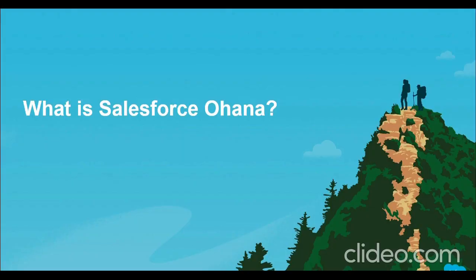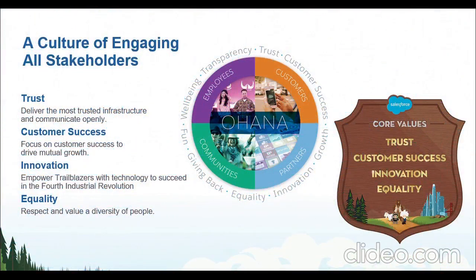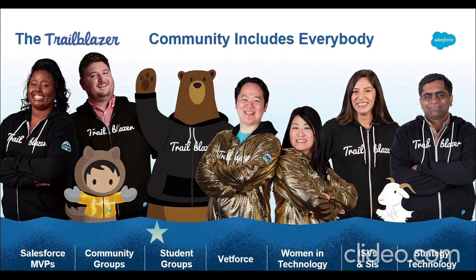Okay, so coming to the next slide, what is Salesforce Ohana? A culture of engaging all stakeholders, that is trust, customer success, innovation, equality, that is employees, customers, partners, and community, giving back, well-being, transparency, customer success, growth, innovation. These are the stages of the culture of engaging the other stakeholders, that is Salesforce Ohana. Okay, the Trailblazer community includes everybody, that is Salesforce MVP community groups, student groups, Vetforce, women in technology, ISVs and SIs, and strategy technology.